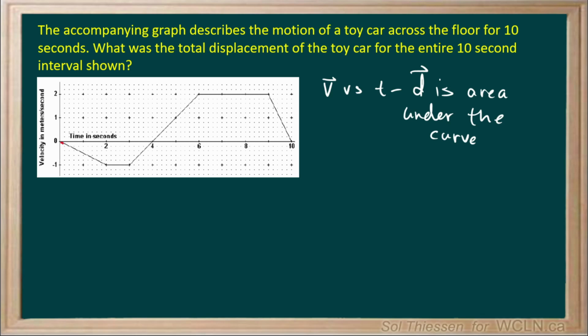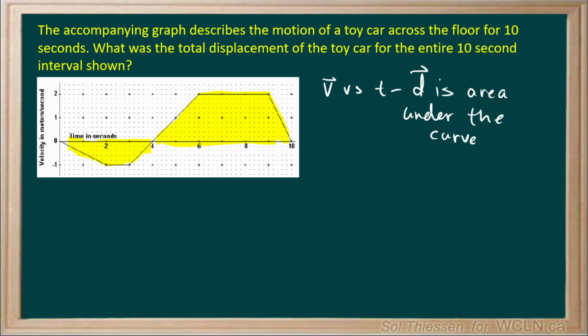So, for the first part of this object's journey, it's traveling in the negative direction, meaning that it'll have negative displacement. And then for the second part of the object's journey, it's traveling in the positive direction, meaning that it will have positive displacement. So if we sum the negative and positive displacement, we should find the total displacement of the toy car for the entire interval.